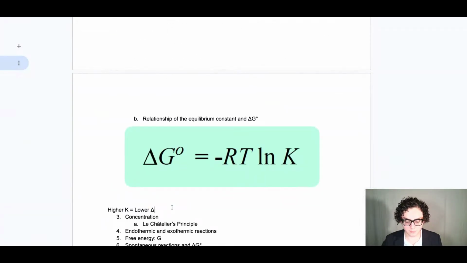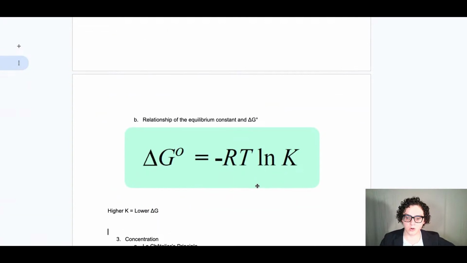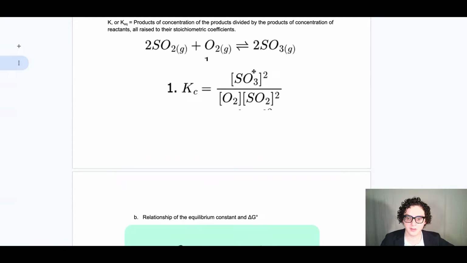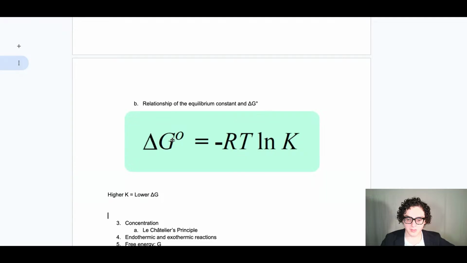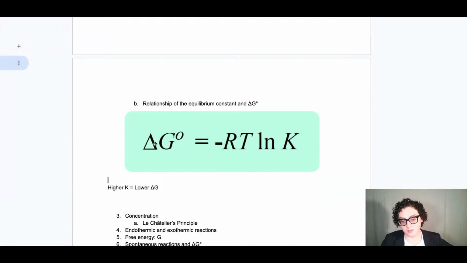What does that mean? That means that the more products you have in an equilibrium state, the more favorable that reaction is, because the lower the change in Gibbs free energy is. Why don't I explain a little bit what that means, the change in Gibbs free energy being lower? I'm going to use a diagram.